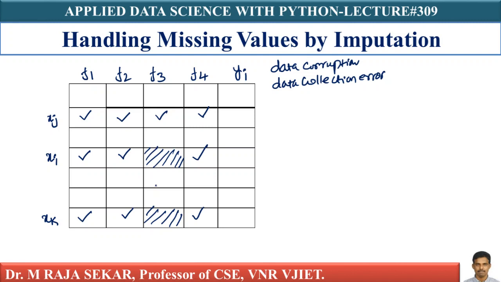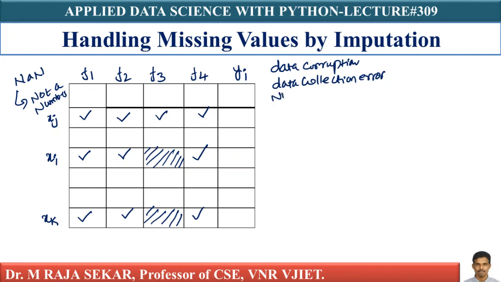Typically, if this data is missing, all missing data in Python is represented by NaN. Missing data in Python can be represented by using NaN. What is the meaning of NaN? Not a number. In some programming languages, it could also be represented as null.